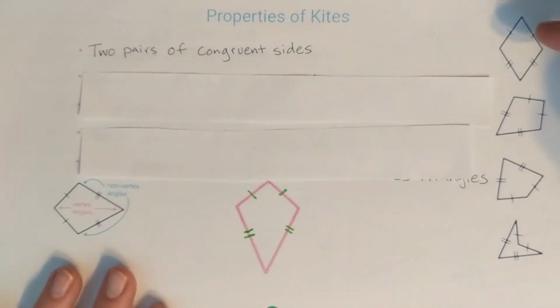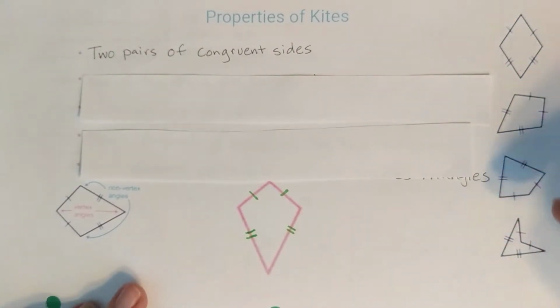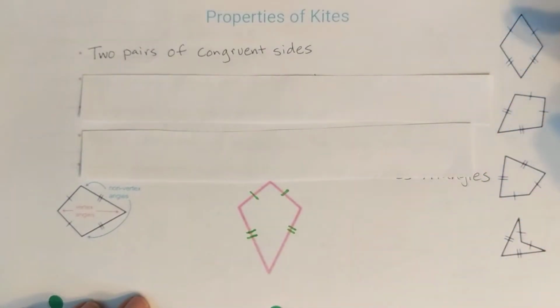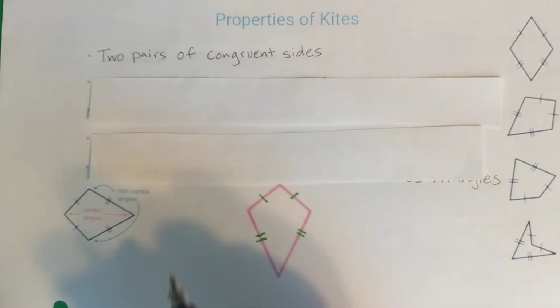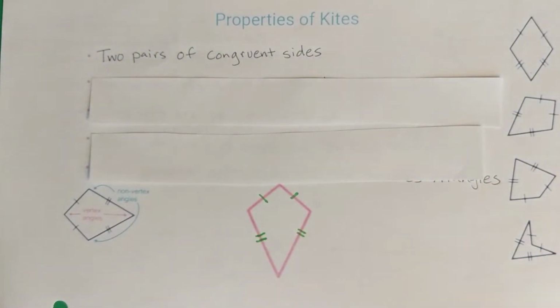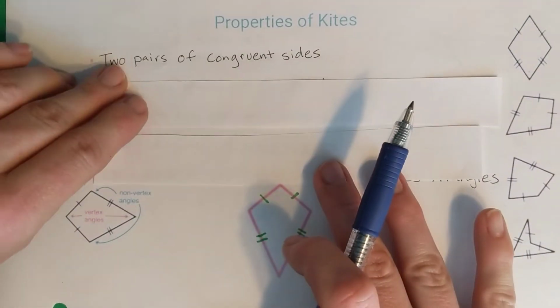Over here on the right, I have some other examples of kites drawn for you. They don't look like a typical kite, like you would fly. Well, a couple of them do. But they are still quadrilaterals with two pairs of congruent sides, and they're going to follow all these other properties as well. So they're still kites.